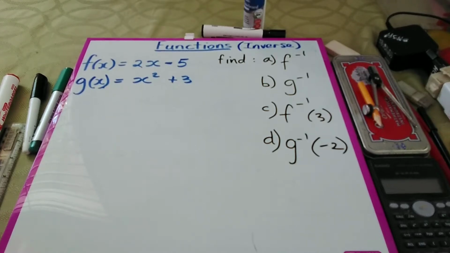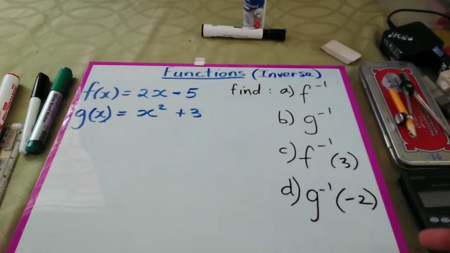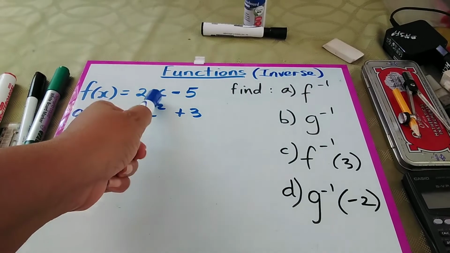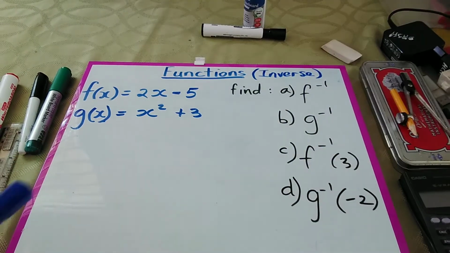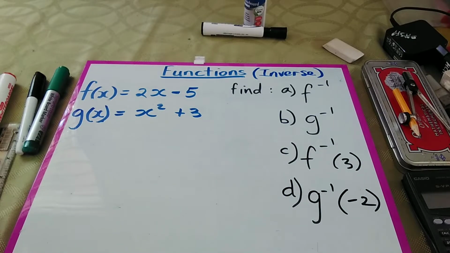Today we are going to look at inverse functions. We need to think about the title, inverse. The word inverse helps us to understand that you're doing the opposite or the reversal. So if the original function is 2x minus 5, 2x means 2 times x, so the reversal or the opposite of multiply, we're going to divide.